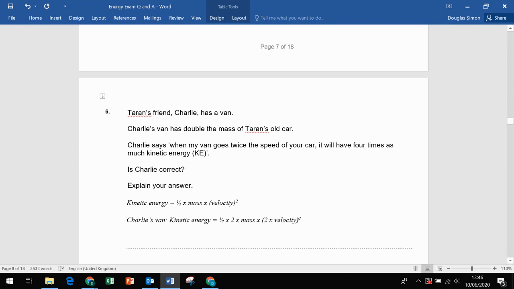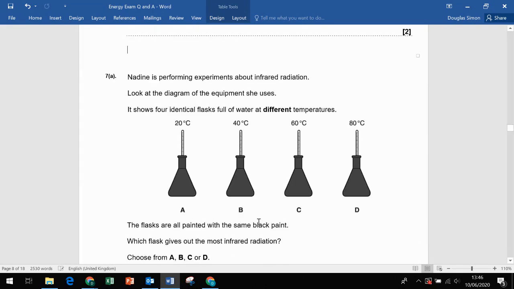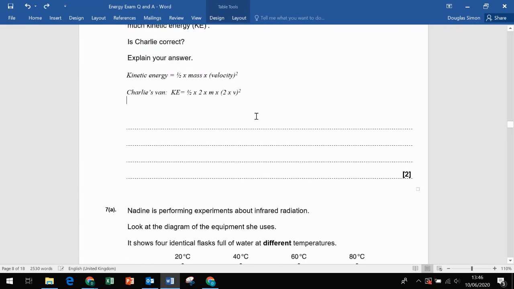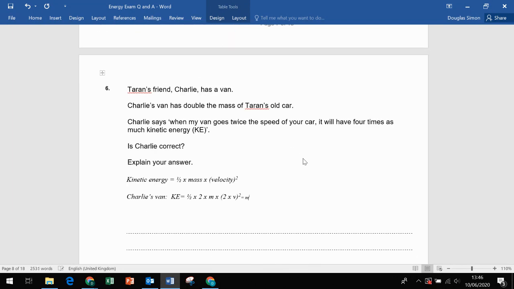So let's actually, we'll just simplify this. Instead of the words, we'll just have the symbols because it will make it slightly easier. Okay, so we've doubled the mass, we've times the velocity by 2. So what's going to happen? We're going to have a half times 2 is just 1. So it's just going to be m.